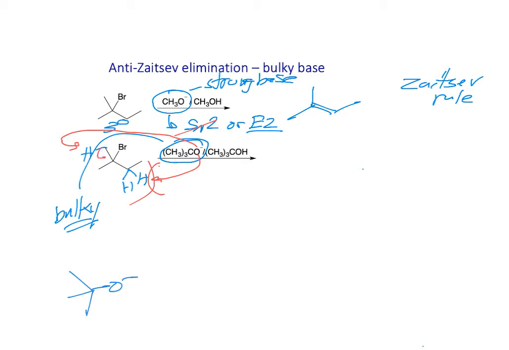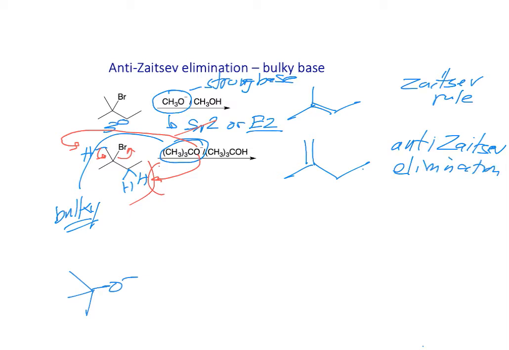Okay, so this proton over here, lose the bromide, and so it gives us, as a result, the less highly substituted alkene as the product. Okay, so this we could call an anti-Zaitsev elimination.